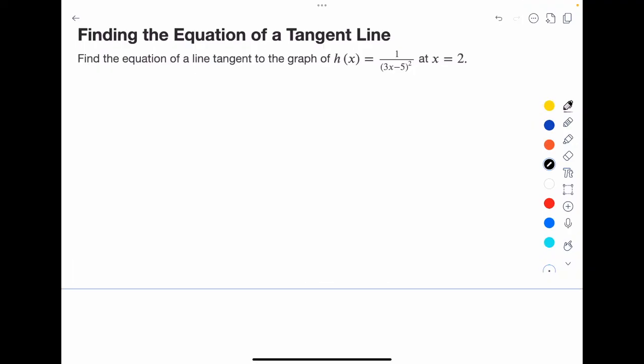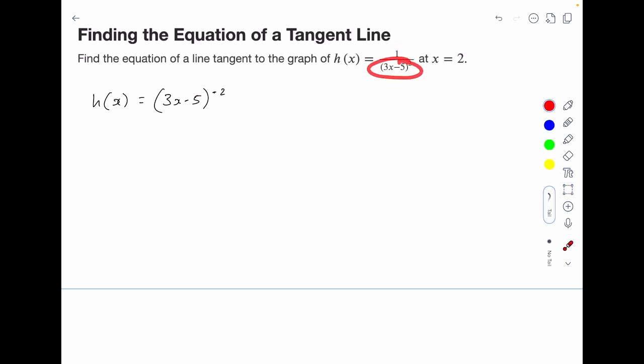Alright guys, so for the first example here, what we've got is a question that wants us to find the line tangent to the graph h of x at x equals 2. Okay, so line tangent to the graph, the first thing that should be going through your head is dy by dx, right? So, I'm going to rewrite h of x as 3x minus 5 to the power of minus 2. And I've done that because this is actually a fraction, right? This is at the bottom, so therefore we can rewrite it like this.